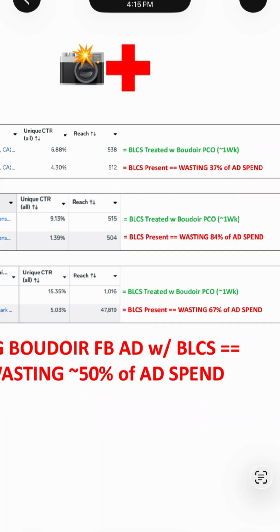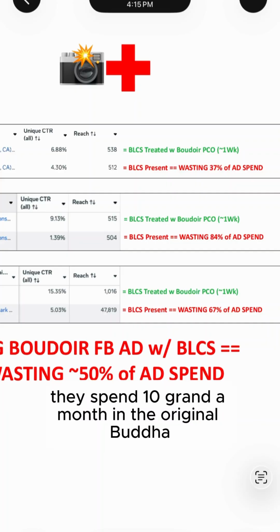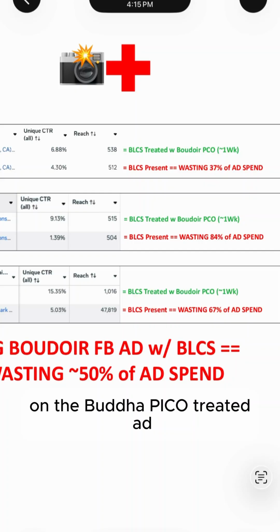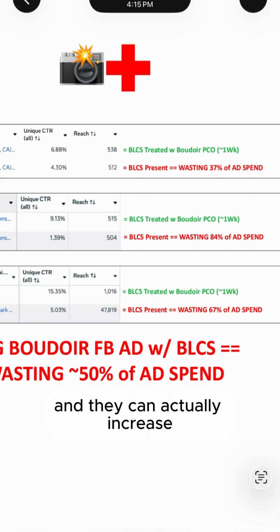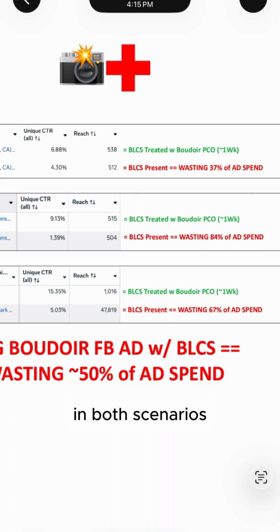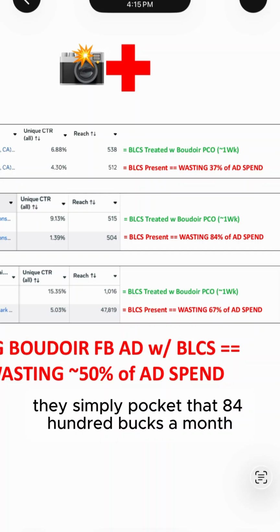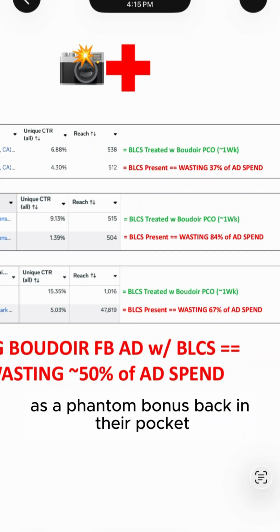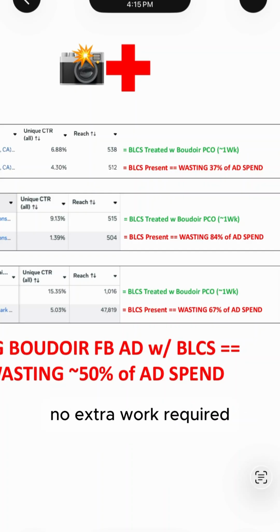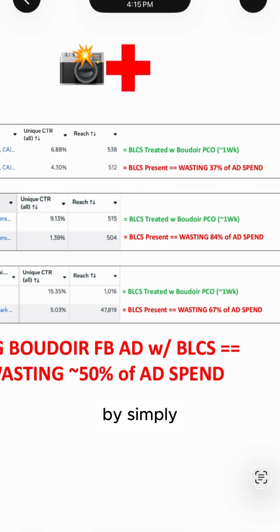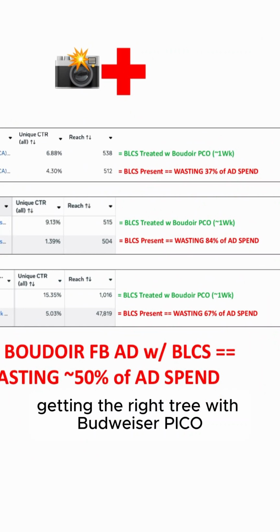And as a result, if they spend 10 grand a month on the original Boudoir Facebook ad, now they only need to spend 1.6 grand a month on the Boudoir Pico treated ad, and they can get their ad into the same number of women's brains in both scenarios. So they simply pocket that $8,400 a month, not needing to spend that ad spend anymore, as a phantom bonus back in their pocket, no extra work required. That's like a 100 grand bonus at the end of the year simply by getting their ad treated with Boudoir Pico.